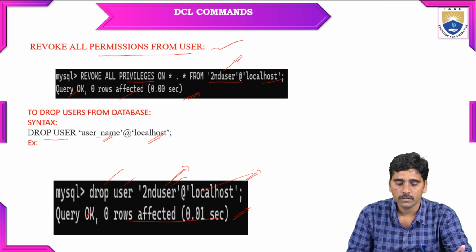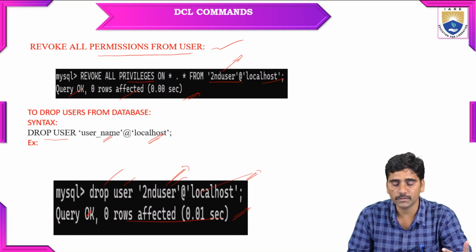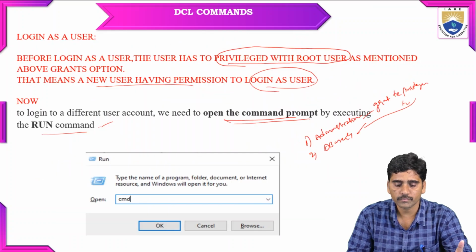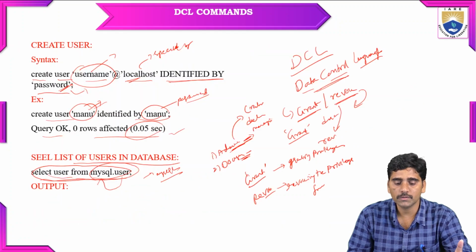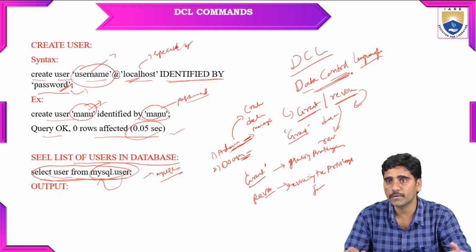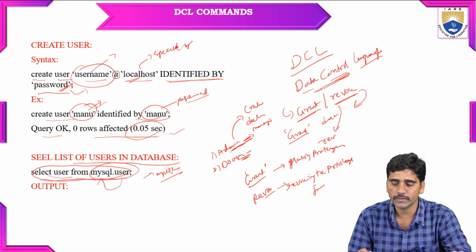So this is all about how to grant permissions, how to revoke permissions, and how to drop users. Once again, we will revise what we discussed in this session. Here first we discussed data control language. What is meant by data control language? To perform control operations on the data, like granting access to the data or revoking the permissions from the data.